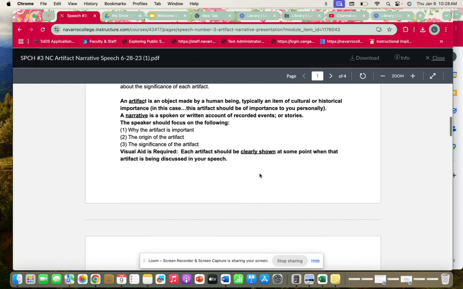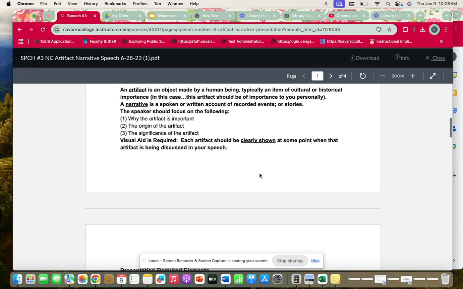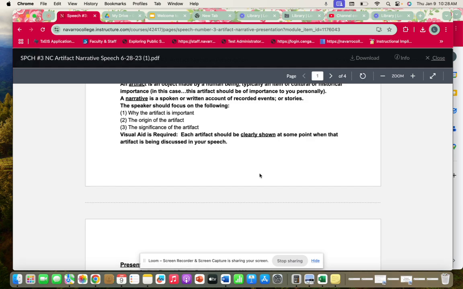An artifact is an object made by humans, typically of cultural or historical importance. A narrative is a spoken or written account of recorded events or stories. So the speaker should focus on the following. Why is this artifact important? How did you come to get that artifact? And what's the significance of the artifact? Visual aids, once again, are required.